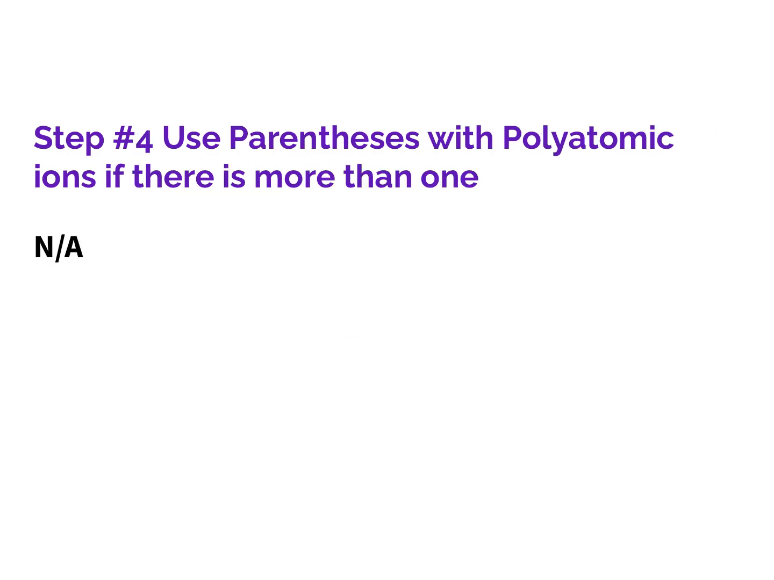Our last step is to use parentheses with the polyatomic ions if there's more than one. We didn't have a polyatomic ion here, so we didn't have to worry about that. So our end compound is Ca3P2.